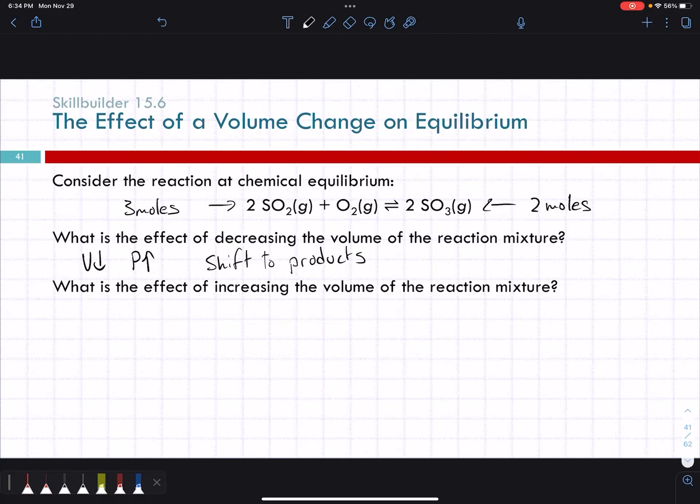So if we increase the volume of the reaction mixture, so volume has increased, so pressure has to decrease. So we want more particles to shift that pressure back. Then we're going to shift to the reactants.